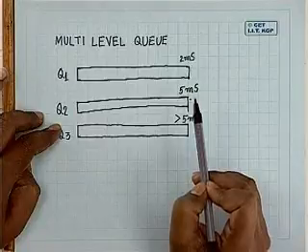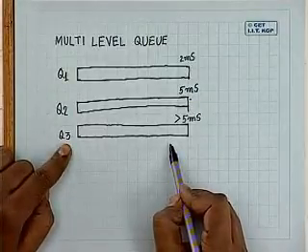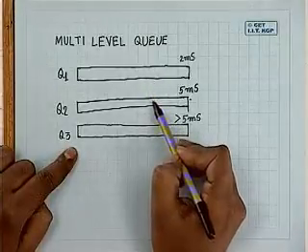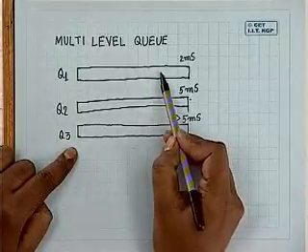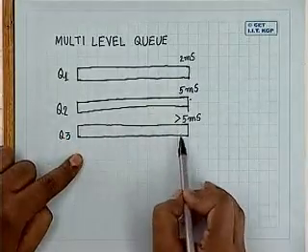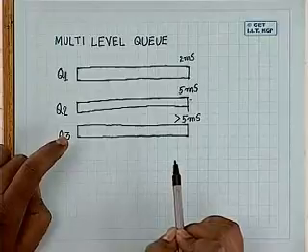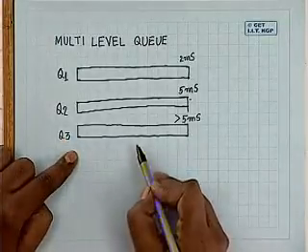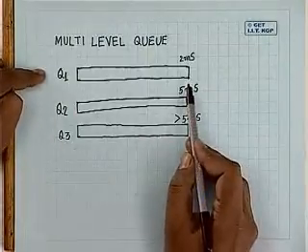Similarly, when I come to queue number 3, I will ensure that the jobs in queue number 1 and queue number 2 are complete. That means both queue number 1 and queue number 2 are empty. Only in that case, I'll take up a job from queue number 3 for execution. So the jobs in queue number 3 will have the least priority, and jobs in queue number 1 will have the highest priority.